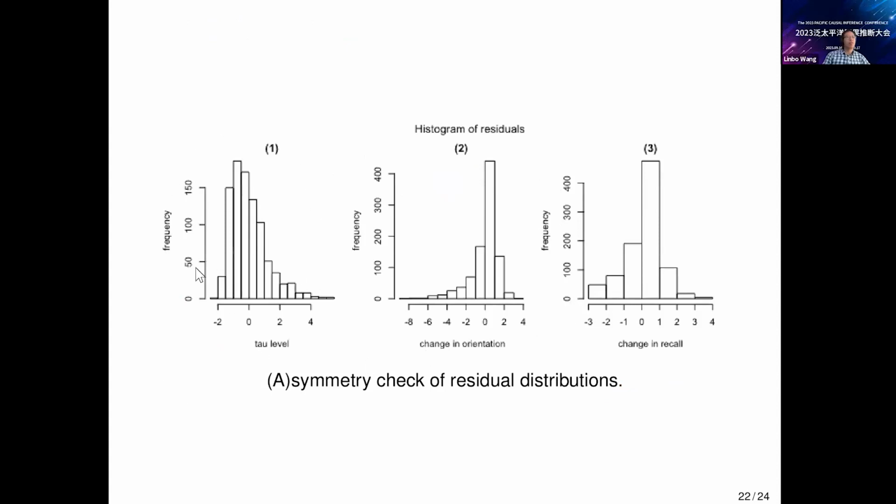The first plot here is a residual plot of the tau level. You can see that this plot is indeed quite skewed. This means that for most people, the tau level is very low, but for people who have developed AD, this level can be quite skewed. And these two plots are the residual plots for the outcome. Similarly, you can see that these plots are not symmetric.